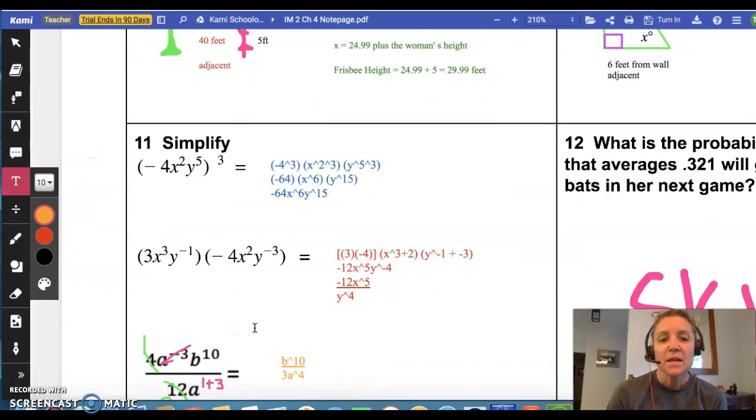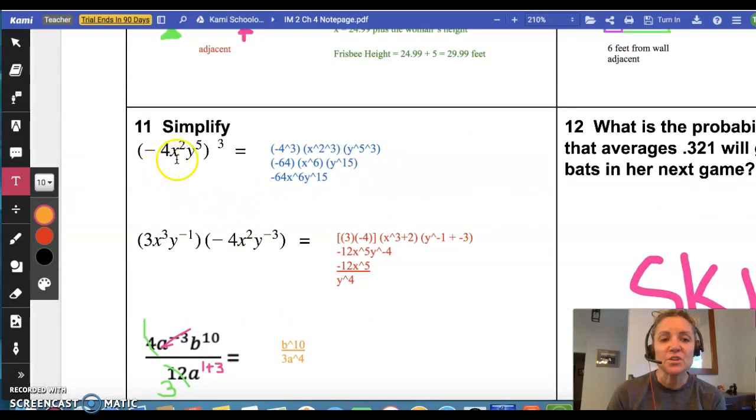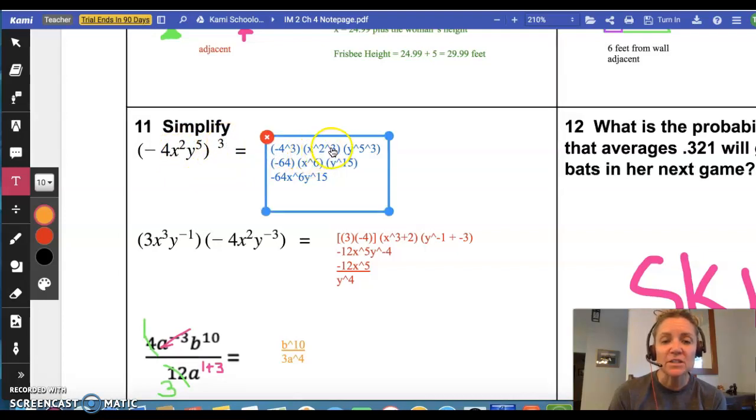All right. Number 11, they want us to simplify all these expressions here. So we're looking at properties of exponents. So we're going to take everything in this parentheses and take it to the power of 3. So I'm going to take the negative 4 to the power of 3. I put that in the first parentheses. Then we're going to take the x squared to the power of 3. So that's x to the second to the third. And then we're going to take the y to the fifth to the third. So that's y to the fifth to the third.